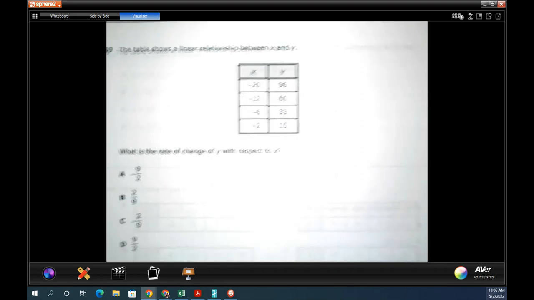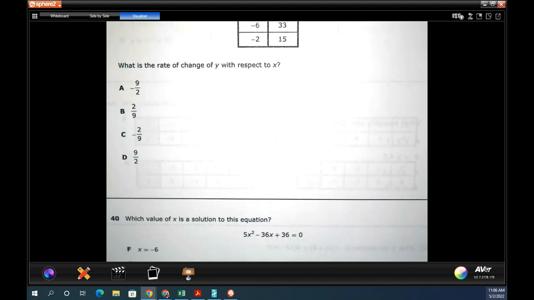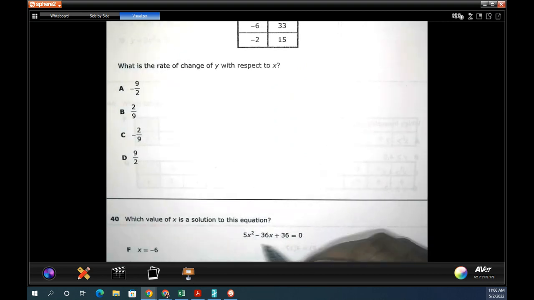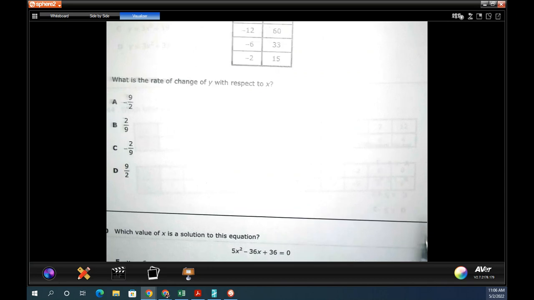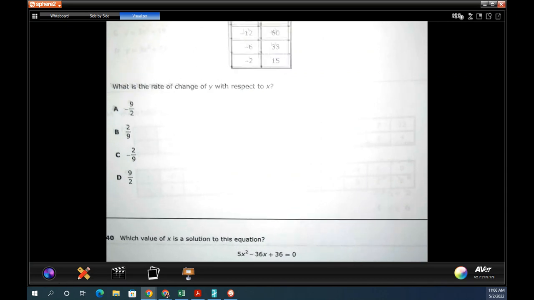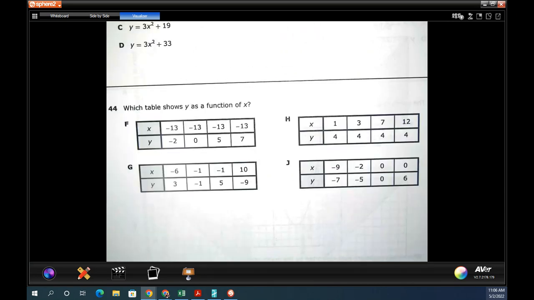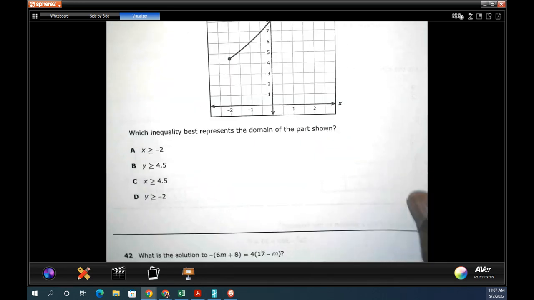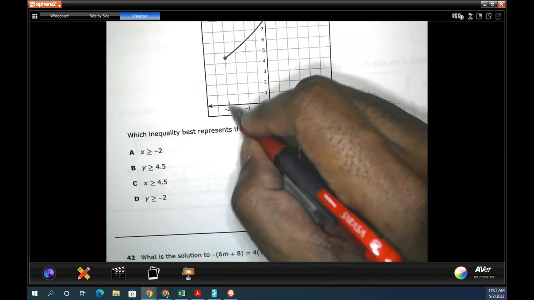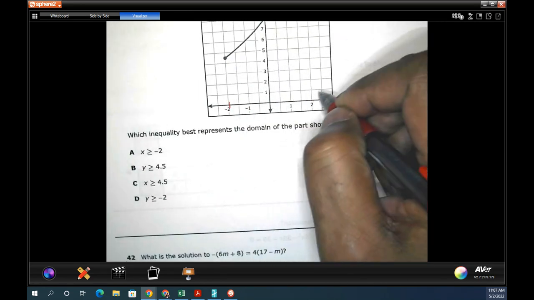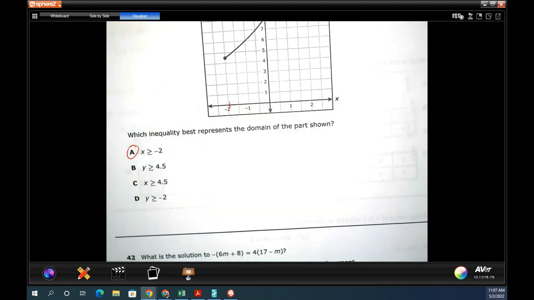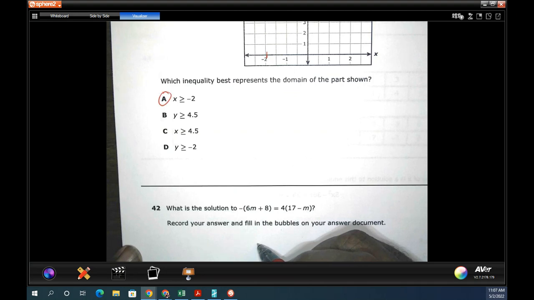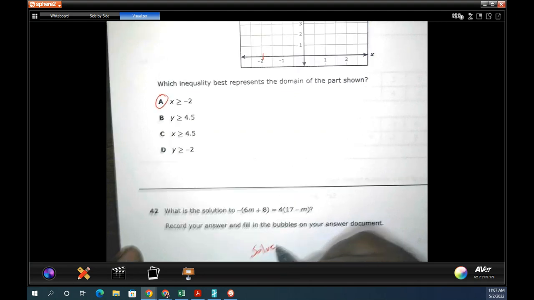Yeah. Which value of x is a solution to this equation? That little trick I showed y'all, that little trick I showed y'all where you use polynomial tools. The domain, the domain, you're looking at the x's. It's going to the right. X is greater than or equal to. Solve on your calculator right here. Just solve it.